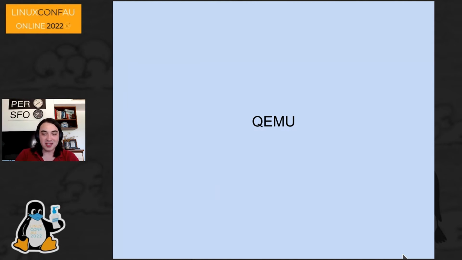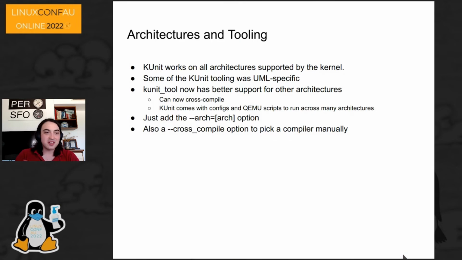The other big feature is QEMU support in KUnit tool. So KUnit itself, as I mentioned, works on all architectures the kernel supports. It's just more C kernel code. But this KUnit tool, which will automatically build the kernel for you and run it and parse the output and print those nice summaries, was specifically based on this User Mode Linux architecture. So we've fixed that. KUnit tool can now cross-compile to other architectures. There's a cross-compile flag. You can just pass a GNU compiler triplet in, and that will let you pick a compiler.